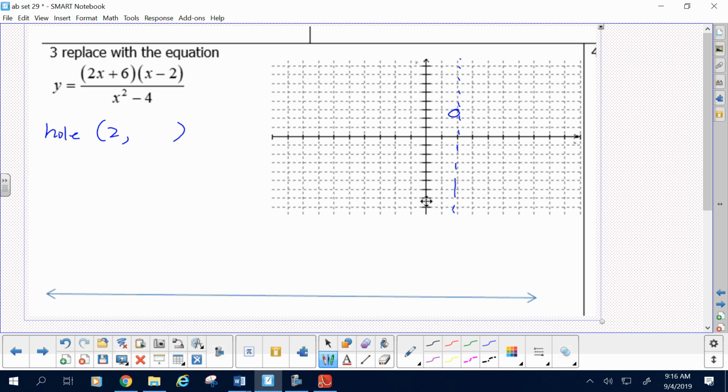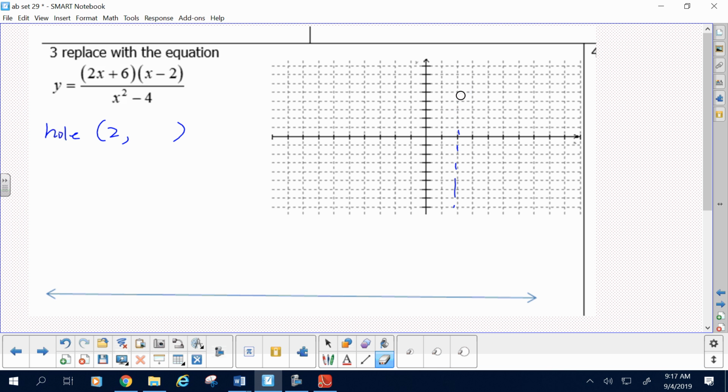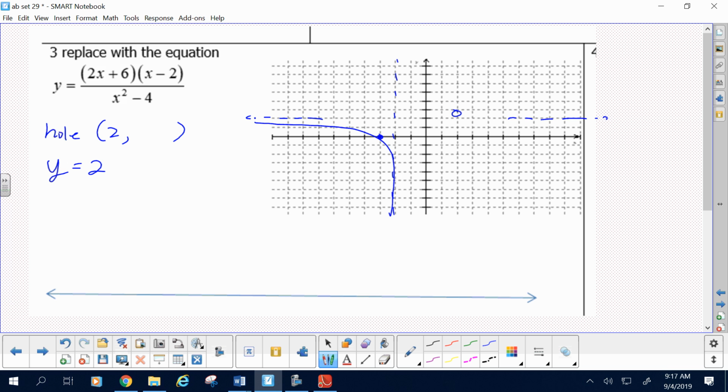How could I have a hole and an asymptote? That's ridiculous. -2, there's an asymptote at 2. And an x-intercept at -3. What's the end behavior? What is it approaching? Y equals 2 is the end behavior for the outsides. And the sign test should yield something like this. Is that right? Okay, cool. All right.